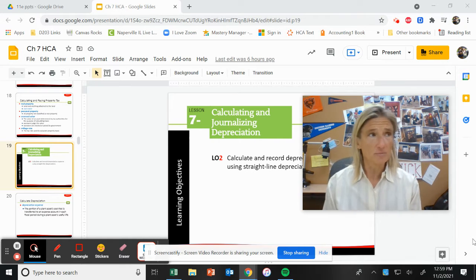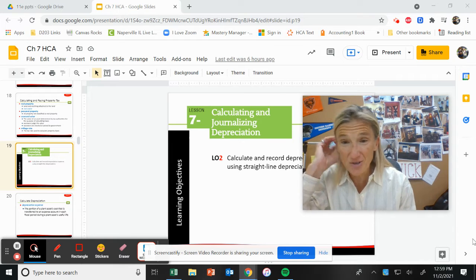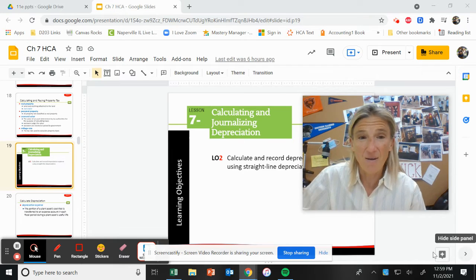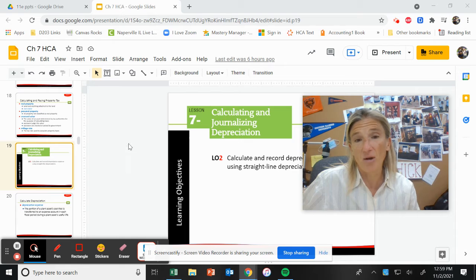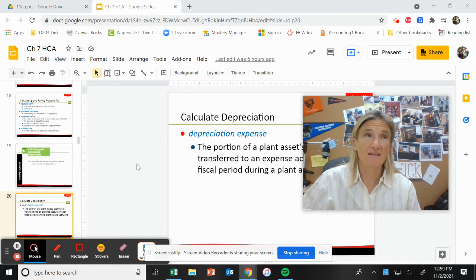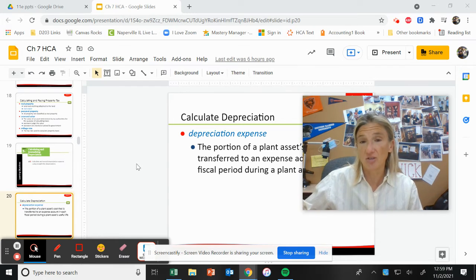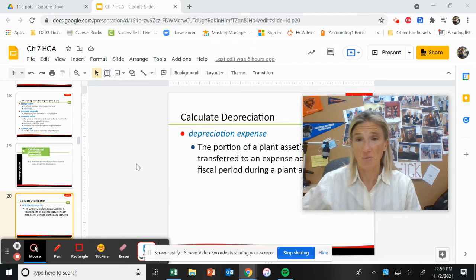Like we learned last year, we're going to continue using straight line, okay? So this part of the chapter, we're just using straight line, keeping it nice and simple. So this should seem a little familiar to you as we work through it. You can see that I'm using my slideshow, which is in Canvas. I'm on about slide number 19, and that starts talking a little bit about depreciation expense and the fact that every year you've got to calculate a depreciation expense for every single plant asset that you have, okay?